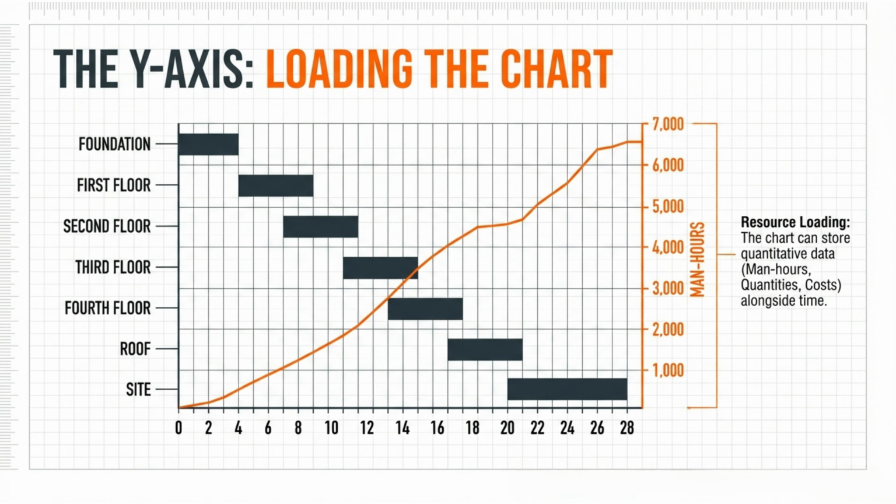But you knew that from week 1 because it was loaded into the chart at planning stage. You can do the same thing with costs, with quantities of materials, with equipment hours. The chart becomes a financial forecast and a resource planner simultaneously. This is why senior managers love Gantt charts. They can see the time and the money in one picture.